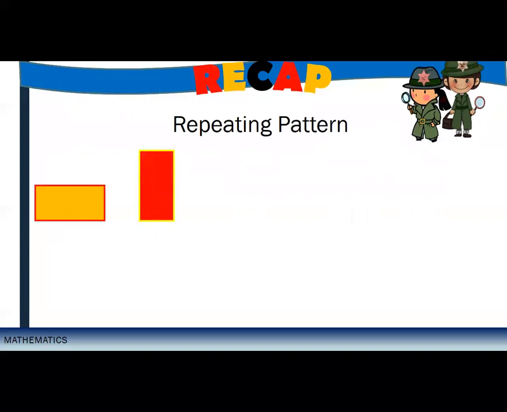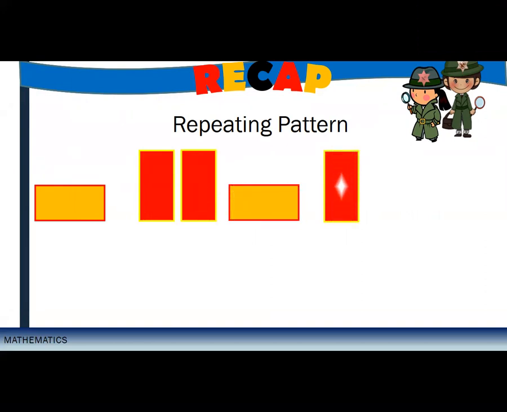Repeating pattern is one of the patterns we looked at. This pattern is a repeating pattern. It does the same thing over and over. Here we see 1 yellow rectangle going across, 2 red rectangles going up, then 1 rectangle going across, and 2 red rectangles going up, and then 1 yellow rectangle going across. And that's our repeating pattern.